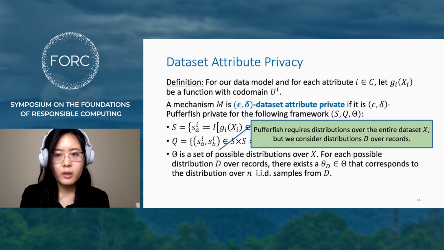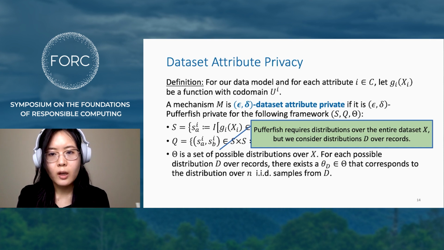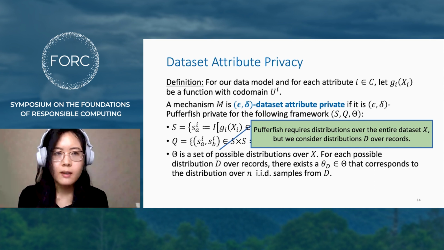The pufferfish framework considers distributions over the entire dataset X, but we consider distributions over records. So we resolve this by defining theta, the allowable distributions, to be the collection of distributions over the dataset induced by the allowable IID distributions over records.